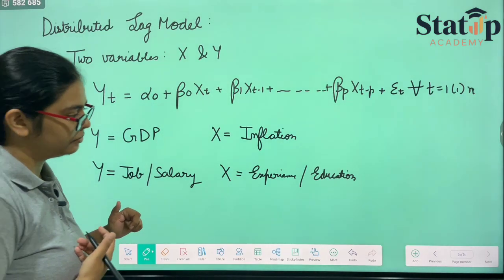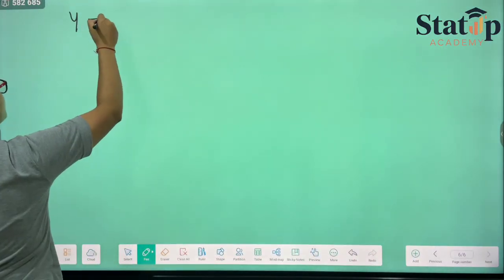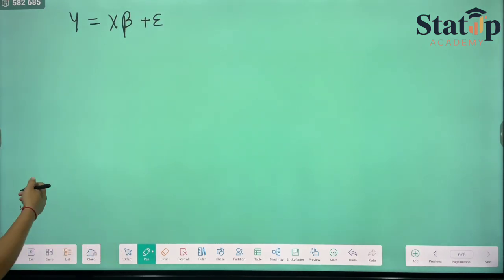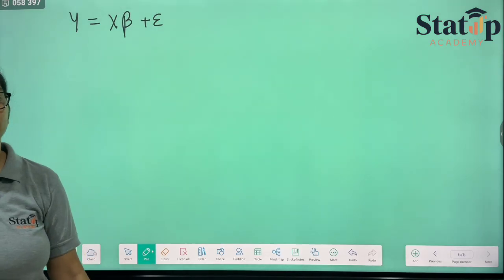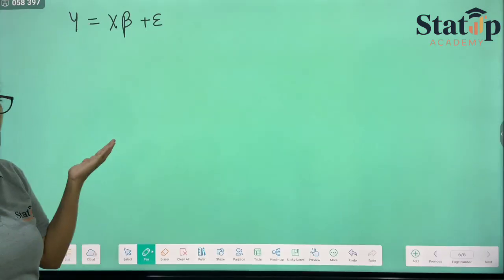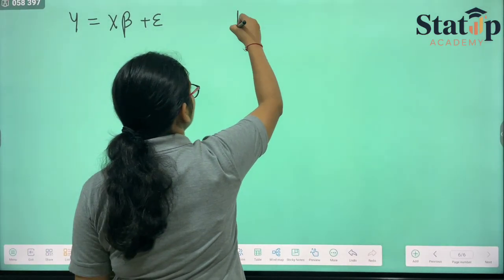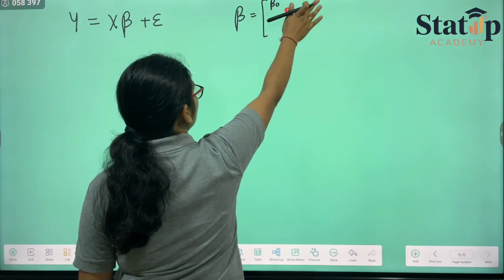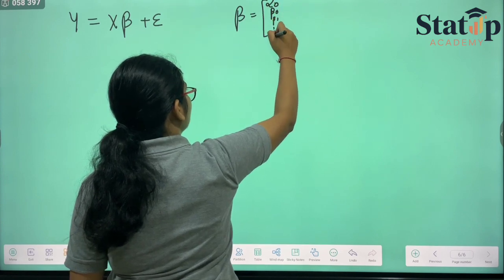Now to solve this again, we can consider this model as y is equal to x beta plus epsilon, where y is the vector and x is the matrix. This is a multiple linear regression model. We have concluded that these p values are in this model. So beta is nothing but alpha naught, beta naught, beta 1 up till beta p.